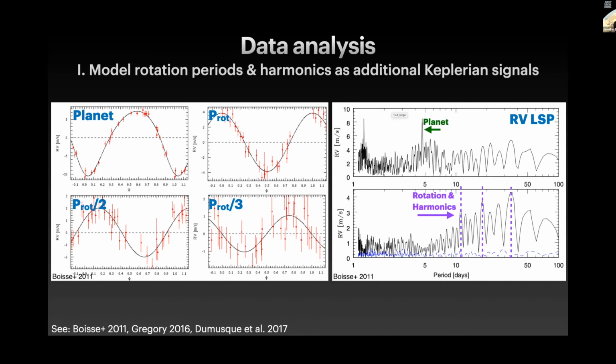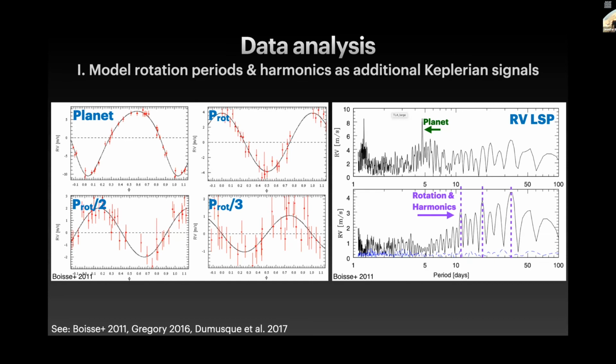This approach is called prewhitening, and it consists of looking at a periodogram of the RV data and identifying the strongest peak. And in this case, you can see it identified with the planet label. The strongest peak in the RVs is indeed the planet orbiting this star. So you fit out that signal, you get the nice sine curve in the upper left panel of the left side plot. And then you make a new periodogram of the residuals and you look for additional strong periods.